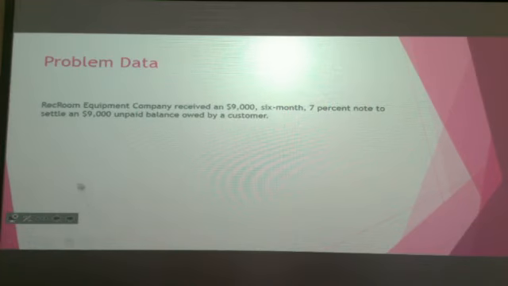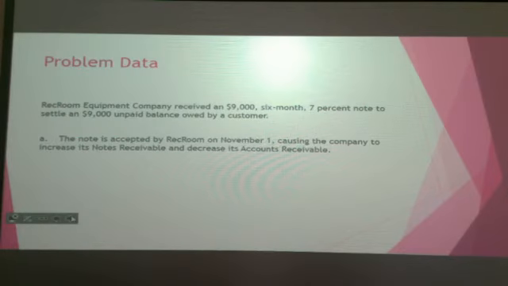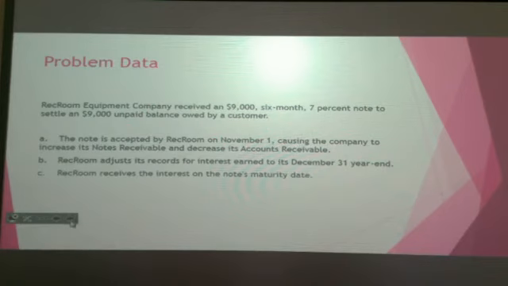Okay. Rec Room Equipment Company received a $9,000 6-month 7% note to settle a $9,000 unpaid balance owed by a customer. The note was accepted by Rec Room on November 1st, causing the company to increase its notes receivable and decrease its accounts receivable. Rec Room adjusted its records for interest earned to its December 31st year end. They received the interest and the principal on the note's maturity date. The problem asks us to journalize the transactions for Rec Room Equipment.